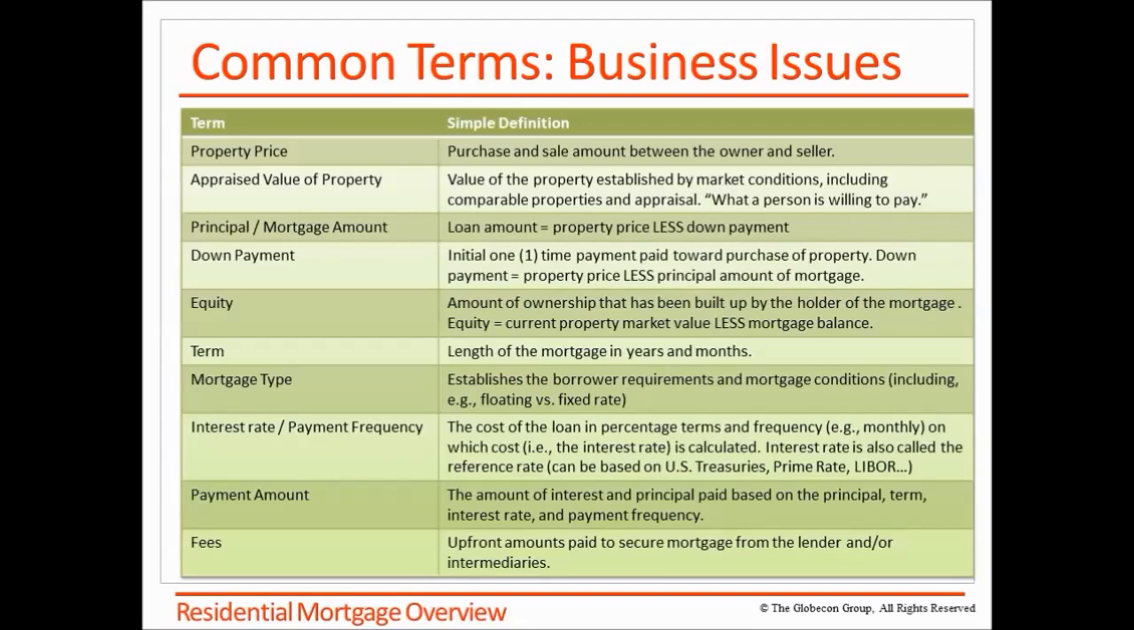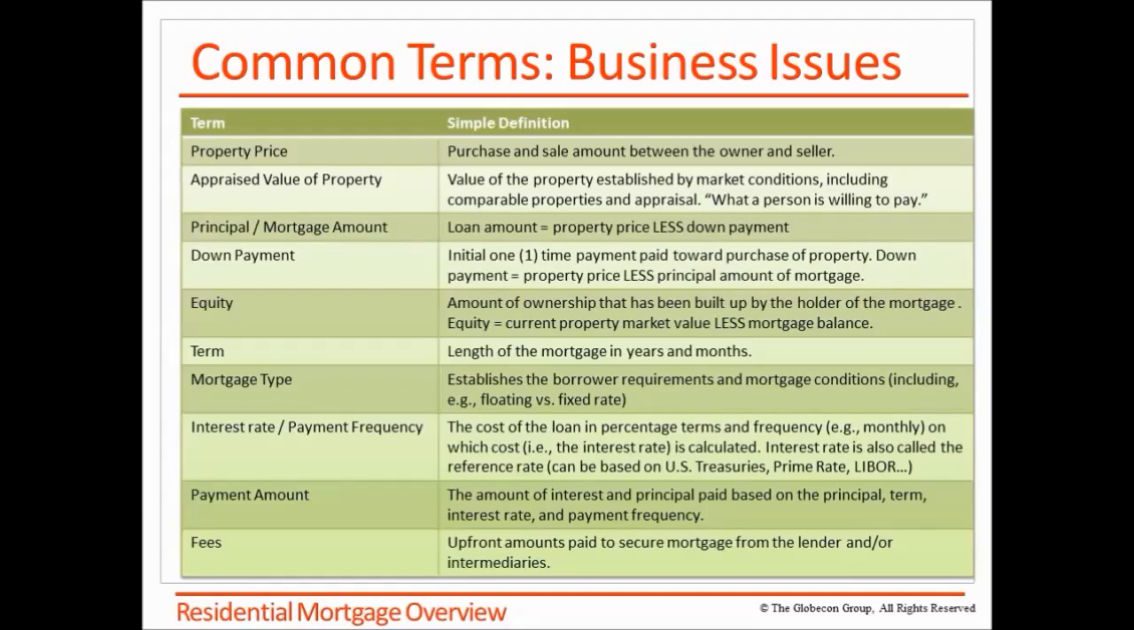Then you have a term called equity. Equity is the amount of ownership that has been built up by the holder of the mortgage. So equity equals the current property market value less the mortgage balance. Continuing our example, if you have a purchase price of $200,000 and an appraised value of $190,000, and you put $20,000 down, that makes your loan amount $180,000. The difference between what you owe and the appraised value is $10,000, and that would be the equity that you have in your home.